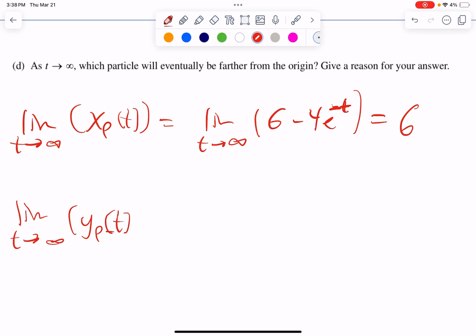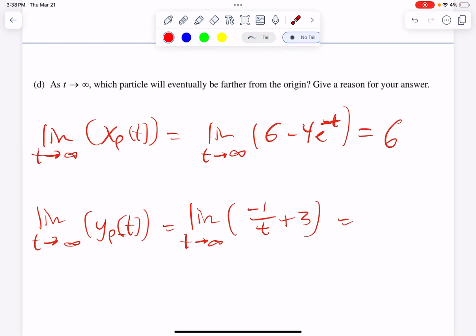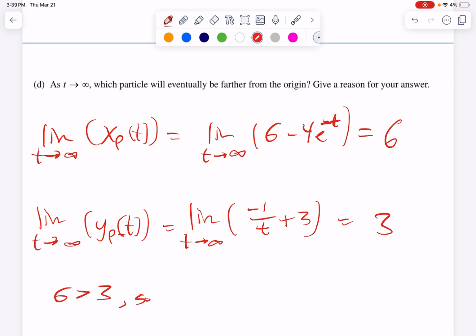We just found that the formula for y was negative 1 over t plus 3. The limit of that, well, 1 over huge is roughly 0, plus 3 is 3. So if we wait a really long time, the x position is almost 6. The y position is almost 3. So we can say, right, 6 is greater than 3 if you really want to put your finger on it, but I think everyone knows that that's obvious. So particle P, make sure you're naming it by which particle it is, will be farther from the origin.